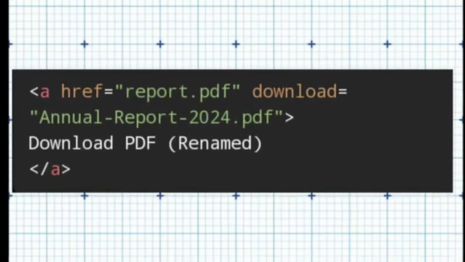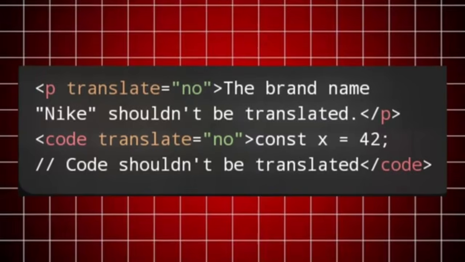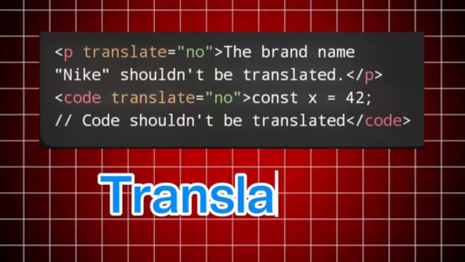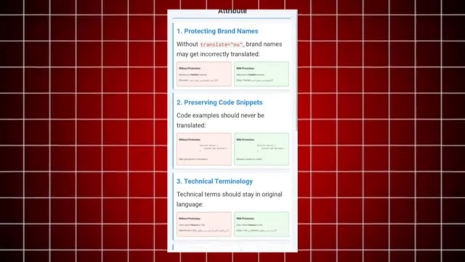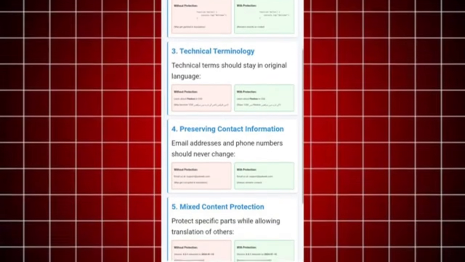So professional. Number 5, ever seen Google Translate ruin your code snippets? Add translate equals no to prevent translation. Works great for brand names, code blocks, or technical terms that shouldn't be translated.